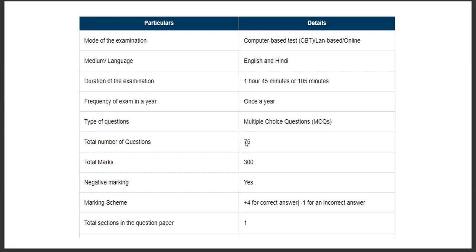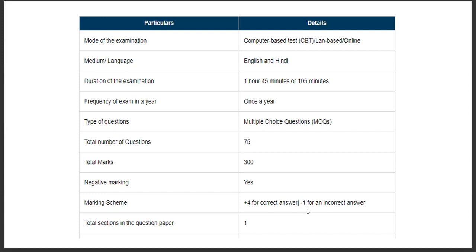The total number of questions is 75, and the total marks are 300. There are negative marks also. Each question carries 4 marks. If your answer is correct, you get 4 marks. If the answer is wrong, there will be minus 1 mark. So please try to understand that whenever an examination has negative marking, try to write only what you know. Don't attempt the rest of the questions.